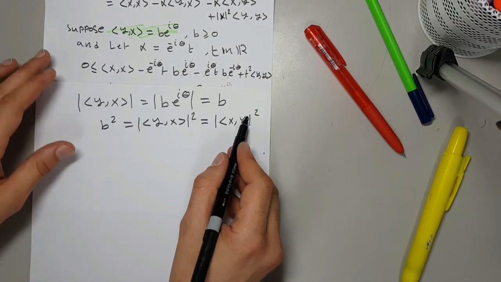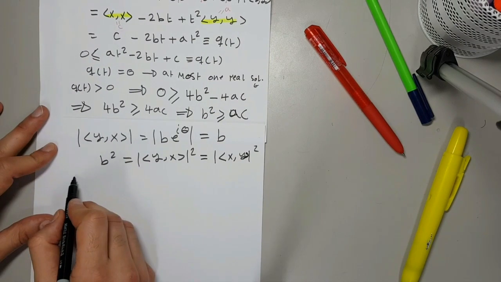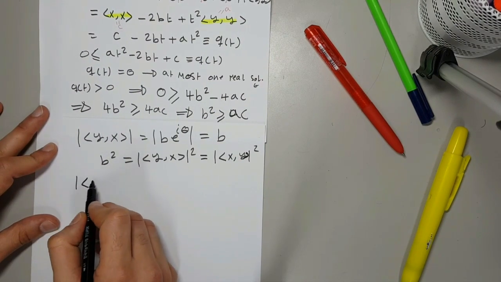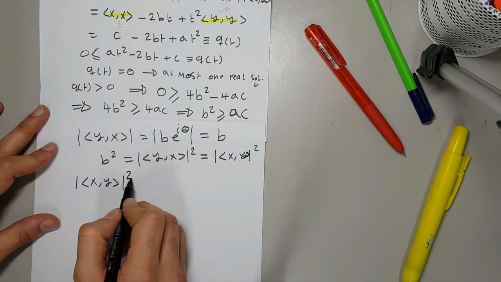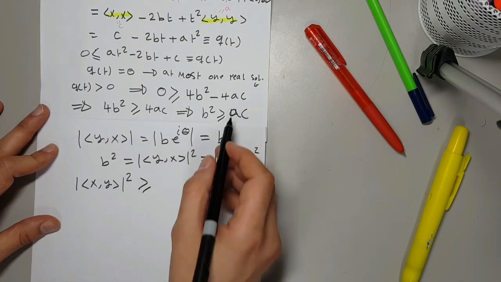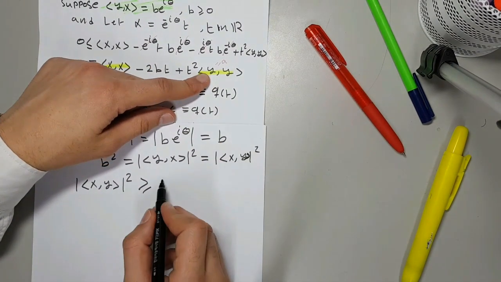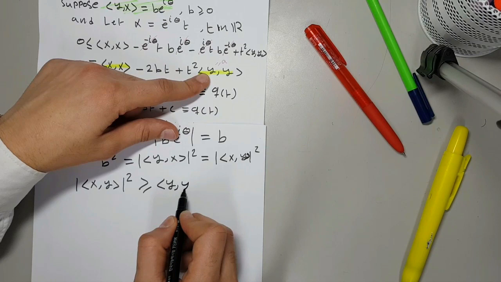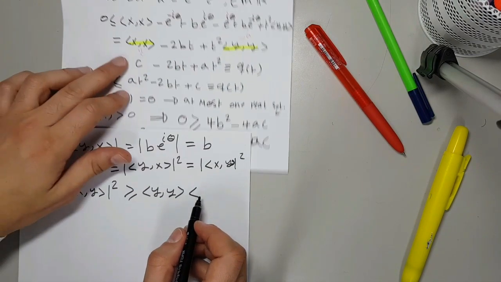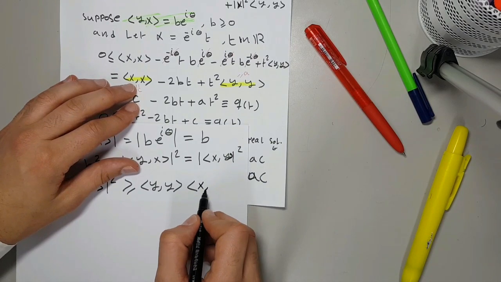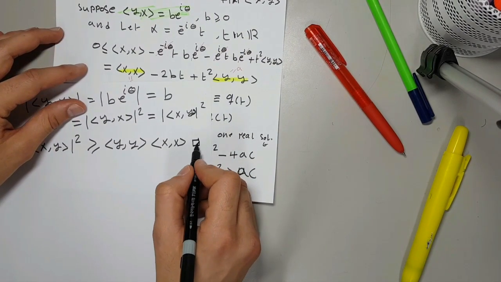Okay, now I think everything is clear. So b squared, the absolute value of the inner product between x and y squared, is greater than or equal to ac. What's a? A here is the inner product between y and y. And what's c? C is the inner product between x and x. So we have done our proof.